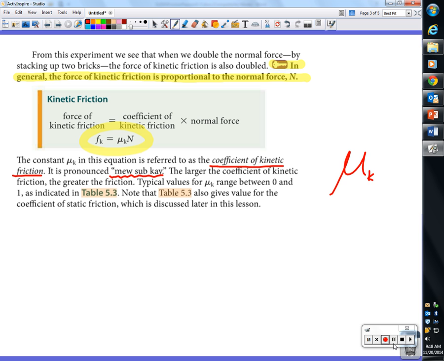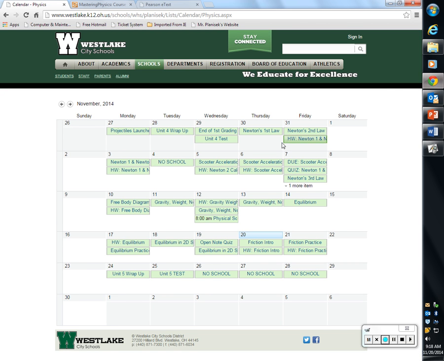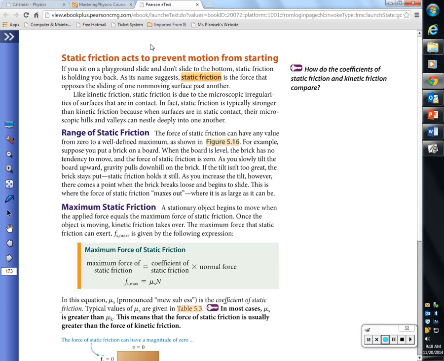So let's talk about that coefficient a little bit more. On page 171 of your book, which you don't have, and that's fine, I'll show it to you up here.